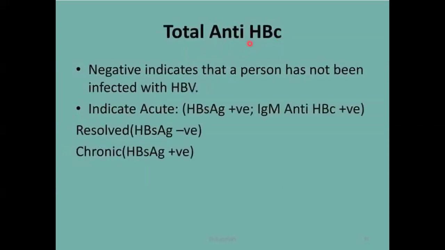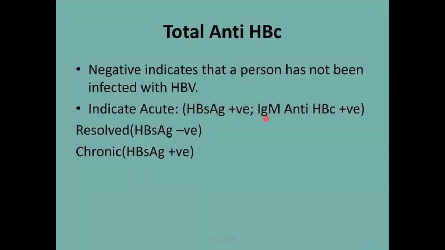And then total anti-HBC, negative. If it's negative, it indicates that a person has not been infected with hepatitis B virus. Makes sense, isn't it? Because if you have been infected with hepatitis B virus and you're okay, you will have the antibodies. But if it's not there, we'll know this person has not been infected. Then acute, okay, so we are getting there. In an acute disease, hepatitis B surface antigen will be positive. As we had said, it's the hallmark of the disease, whether acute or chronic.